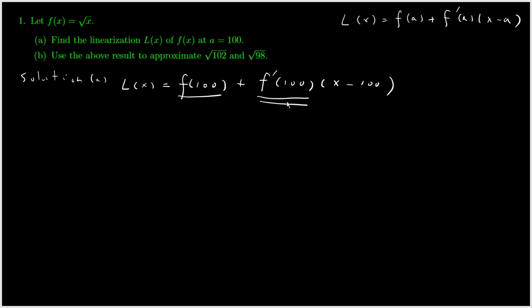The first number is simple, right? You just compute the value of the function at 100, which is the square root of 100. In the question, you see the function is the square root of x, so you replace x with 100. So the first number, the underlined number, is going to be 10. Square root of 100 is 10.